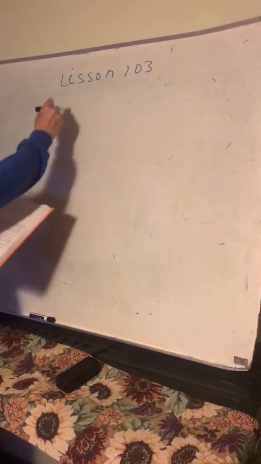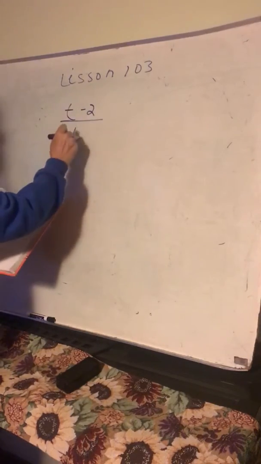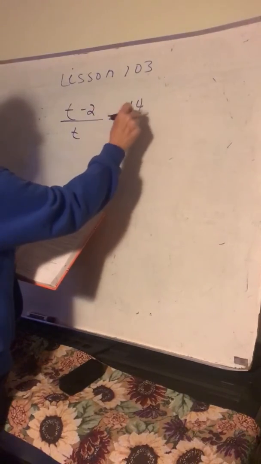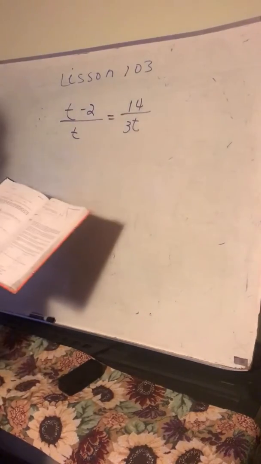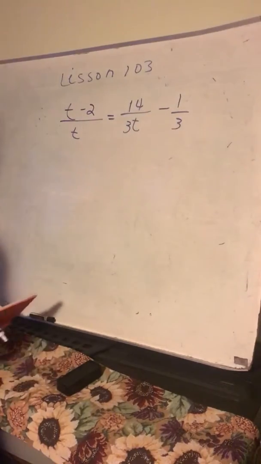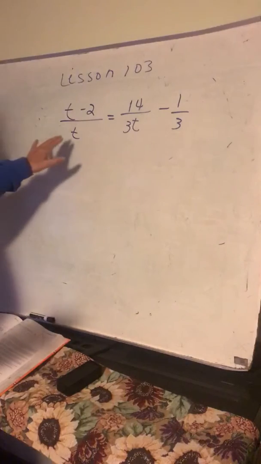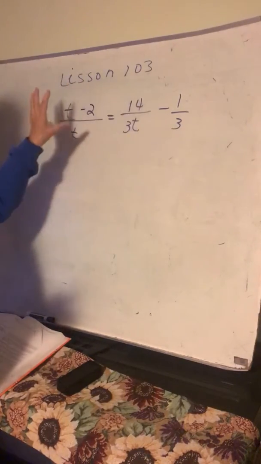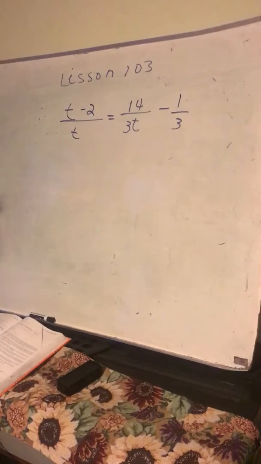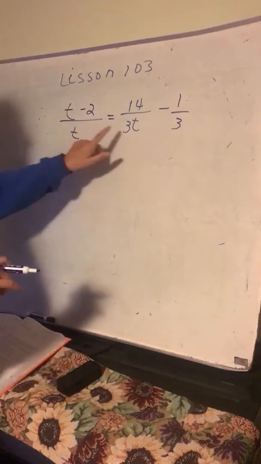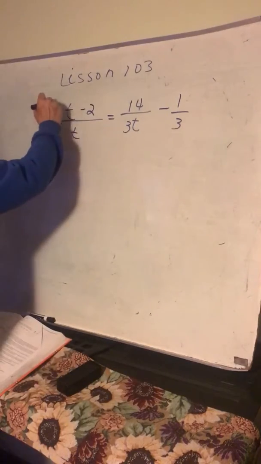Okay, let me do another one for you. This one is t minus 2 divided by t equals 14 over 3t minus 1/3. What we're going to do here is look for the denominator that everything will go into. 3 will go into 3t and t goes into 3t. So we're going to use 3t.